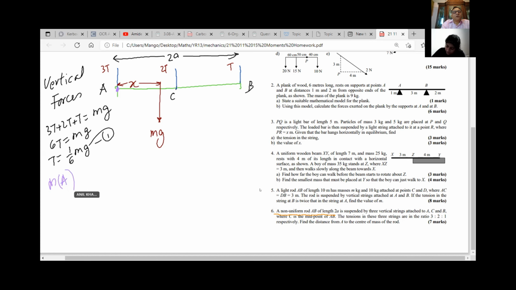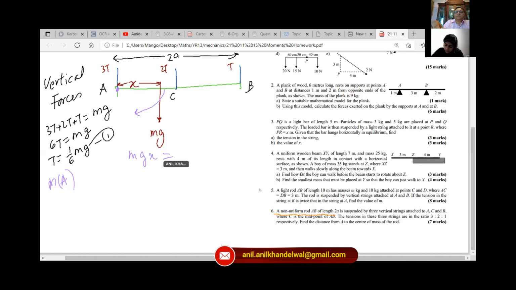So this mg will cause a clockwise movement, and those other tensions will cause anti-clockwise. So the clockwise is mg into x, right? So we get one equation which is mg into x, which is equal to the counterclockwise moments. These are causing counterclockwise moments.